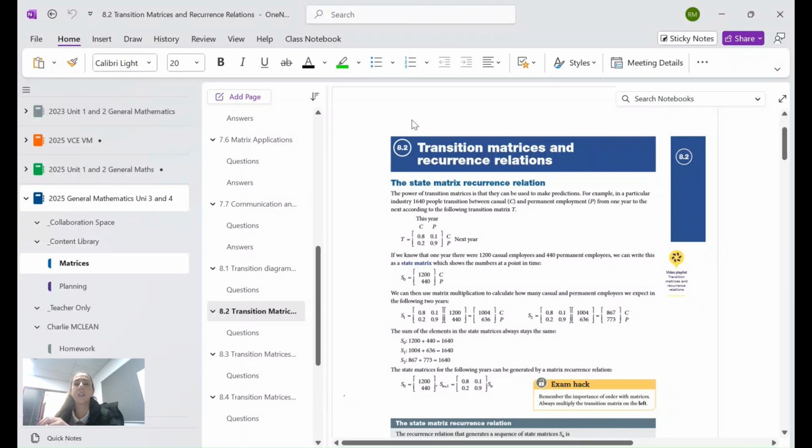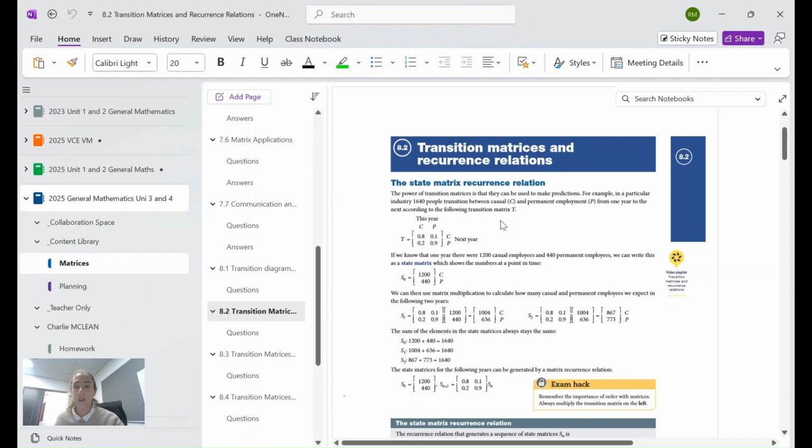Okay, we're going to start looking at 8.2. So this is the transition matrices and recurrence relations. A little bit of this takes from the finance unit where we were building recurrence relations, which is how we find the next part in our sequence. Recurrence relations won't take us directly to a point in time. Instead, they will help us to find, or be the formula that helps us to find, the next value in our sequence. So the power of transition matrices is they can be used to help make predictions.